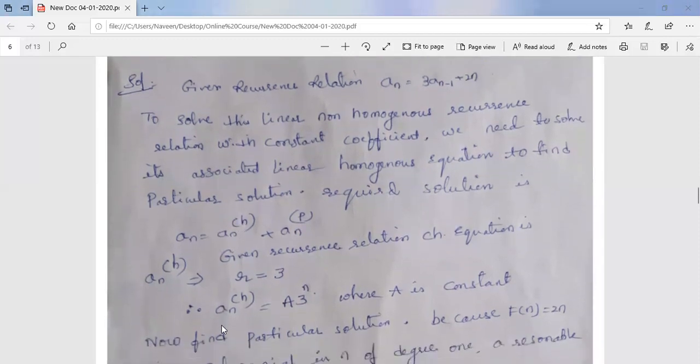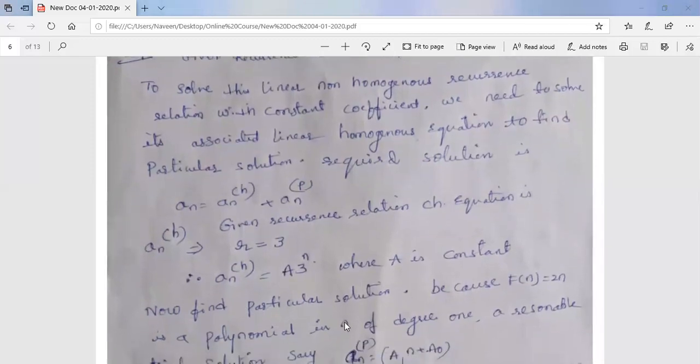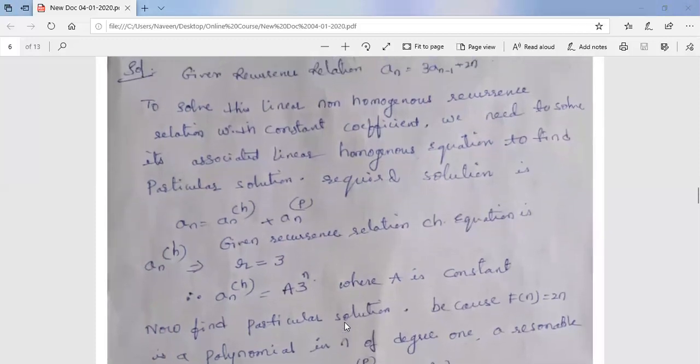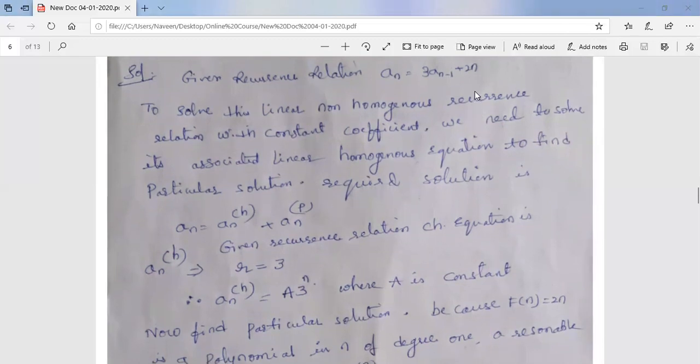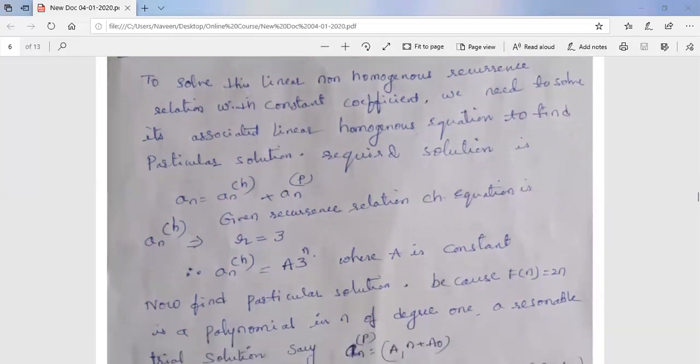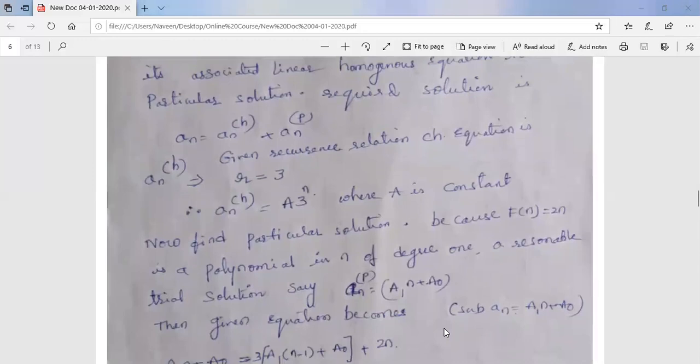Now coming to the particular solution. To find the particular solution, you need to observe f(n). What is the f(n) value? Here f(n) is 2n, which is a polynomial in n of degree 1. A reasonable trial solution is a_n^p = a1 n + a0. This we have written according to the table.